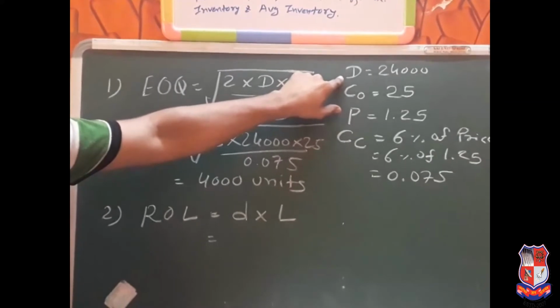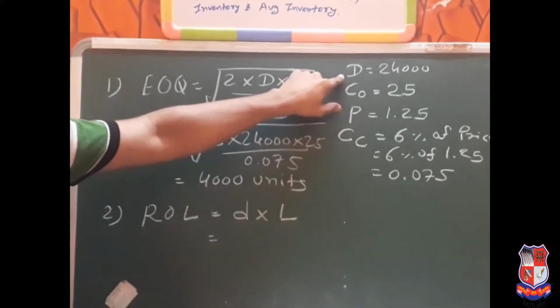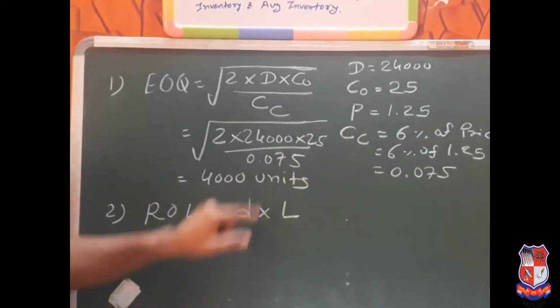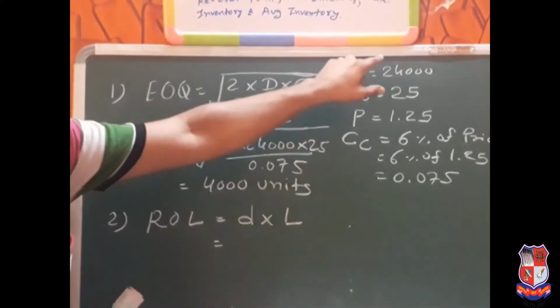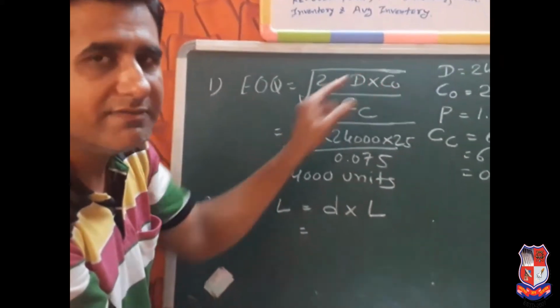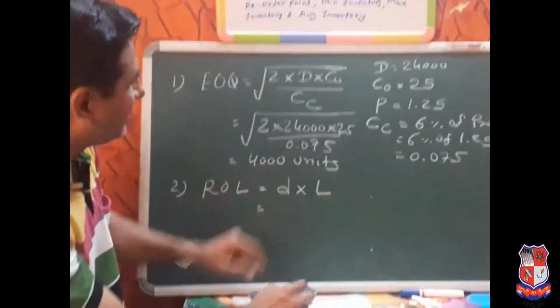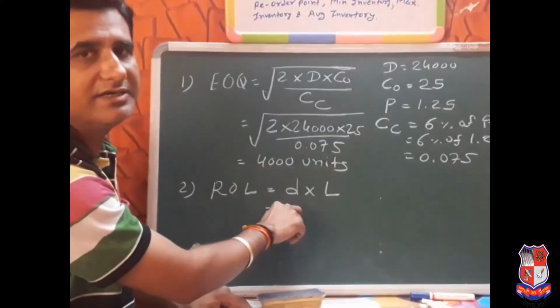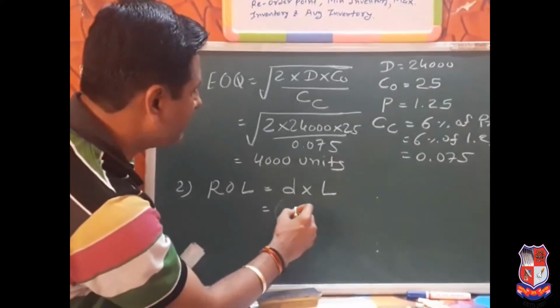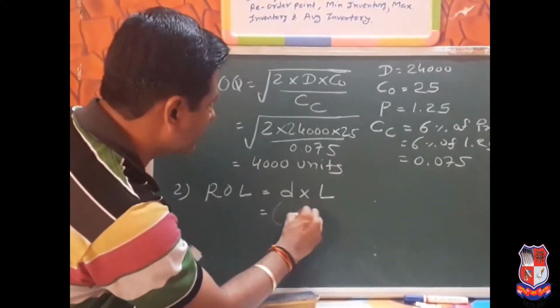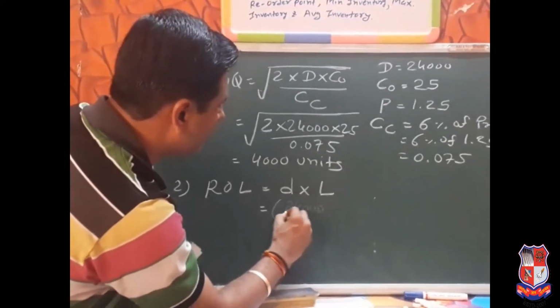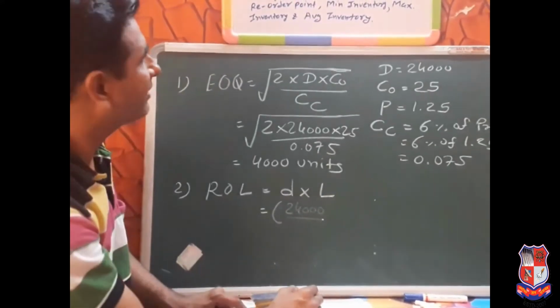Okay, so you have to convert the annual demand into the daily demand. This is nothing but the total demand or annual demand divided by the number of working days. If you put this particular formula in here, then you will find the daily demand. So daily demand is equal to annual demand, 24,000, divided by the number of working days.